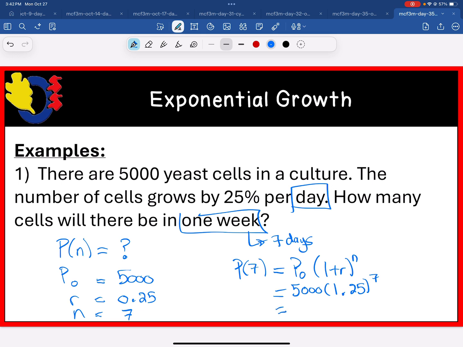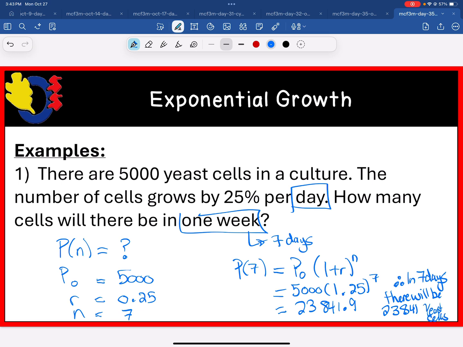Okay, so plugging into my calculator, I get 23,841.9 yeast cells. So since I can't count part of a yeast cell because it hasn't developed yet into a yeast cell, I'm actually going to round this down. So therefore, in 7 days, there will be 23,841 yeast cells.